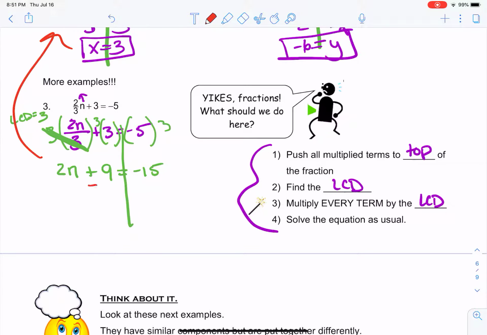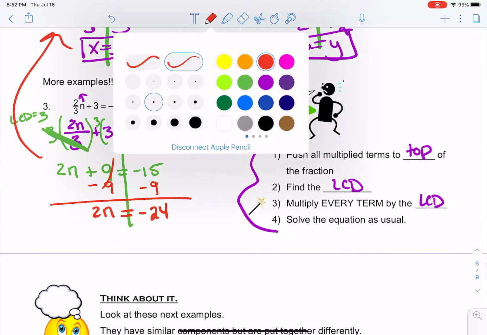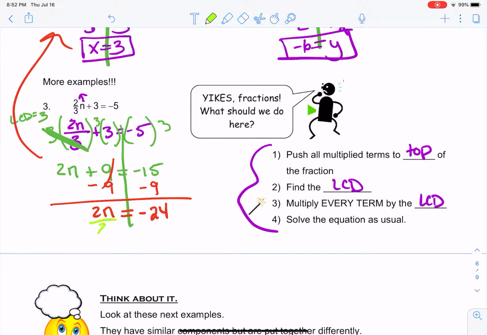So now I'm going to get rid of this positive 9 by subtracting 9. So I have 2n equals negative 24. And I have one more step still. I'm going to divide by 2 on both sides. So n is equal to negative 12.